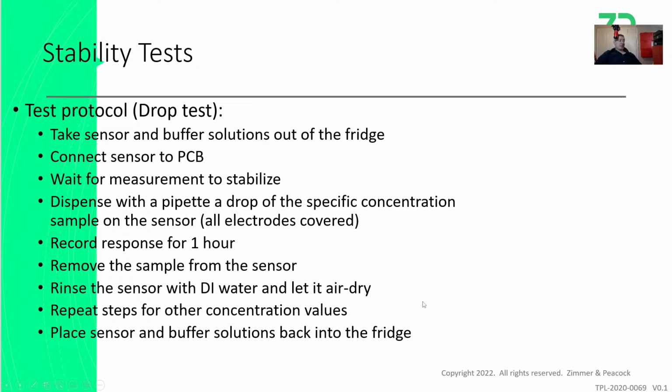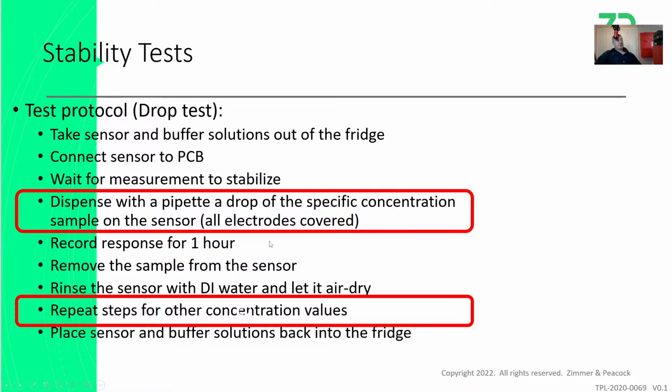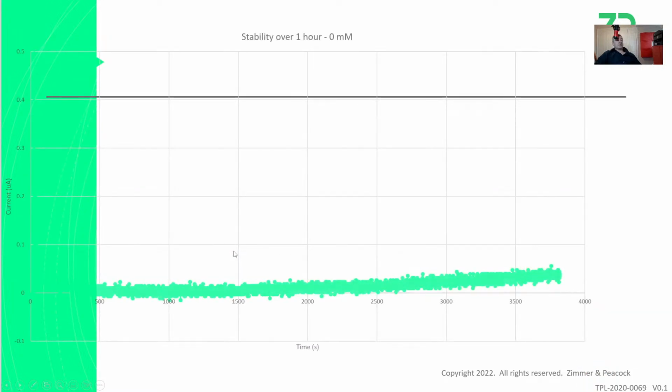Now they're doing some stability testing. So they dispense a drop on the sensor. They record for 1 hour. They remove the sample, and I think they do it again. So they put a drop on and they get a drift.